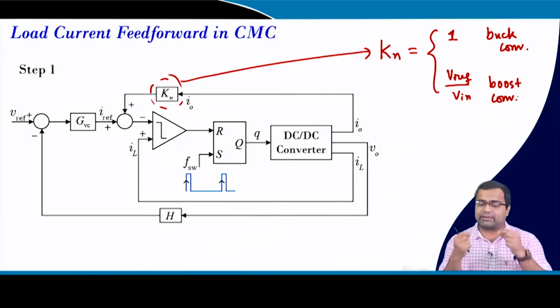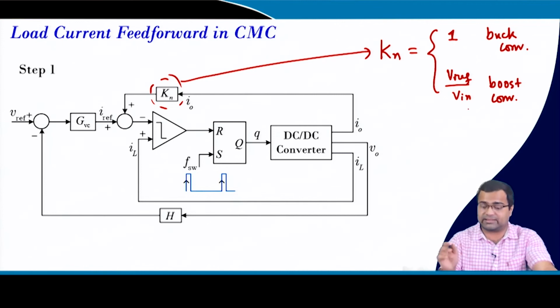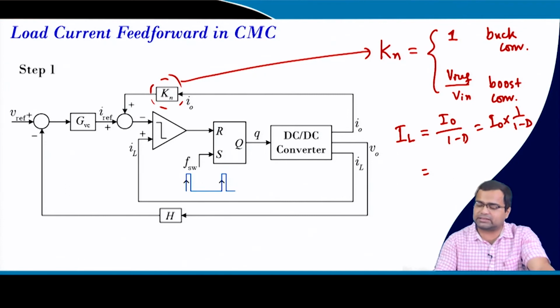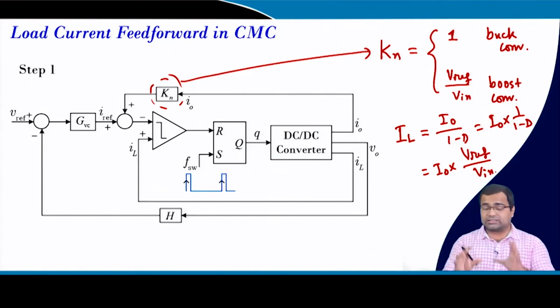For a boost converter, we know that the average inductor current is equal to the average load current divided by 1 minus d. That means it is nothing but I0 into 1 by 1 minus d, and 1 by 1 minus d in a boost converter is nothing but output by input. So, Vref by Vin. So, this normalization factor we have to apply for a boost converter.